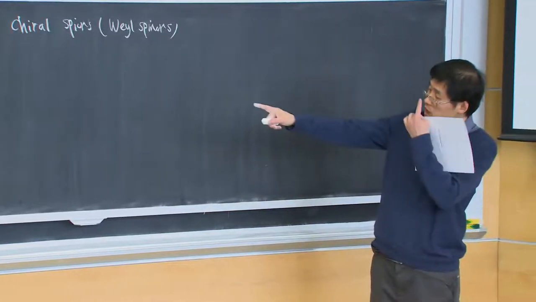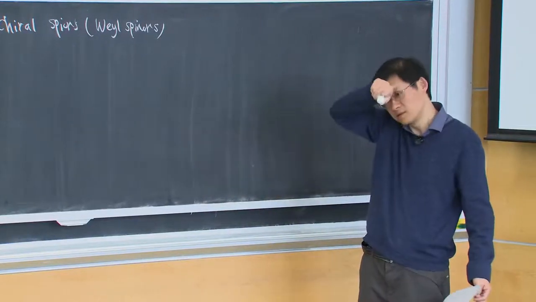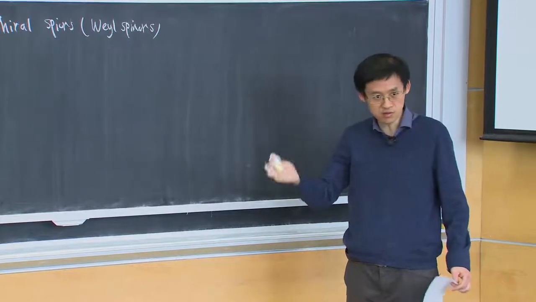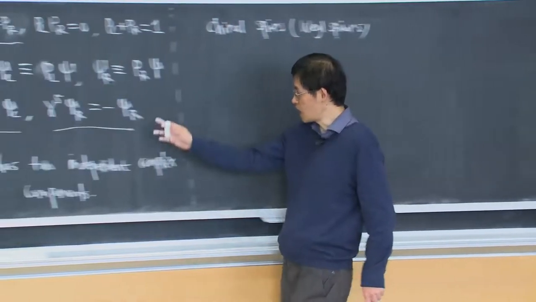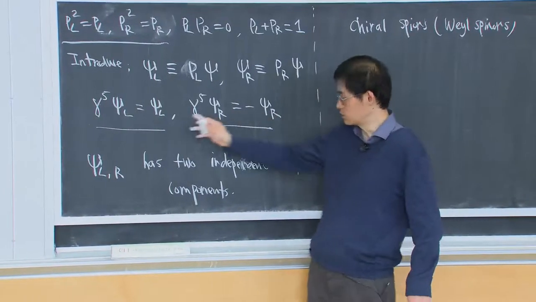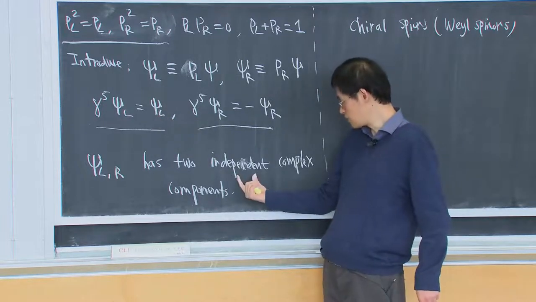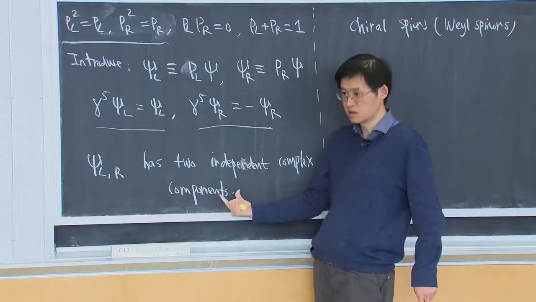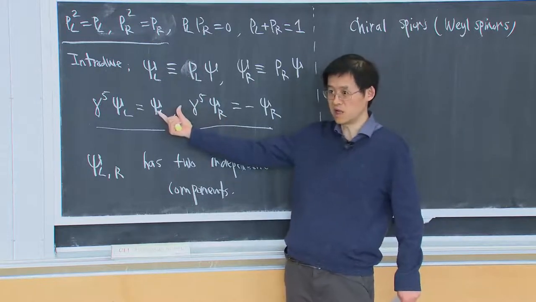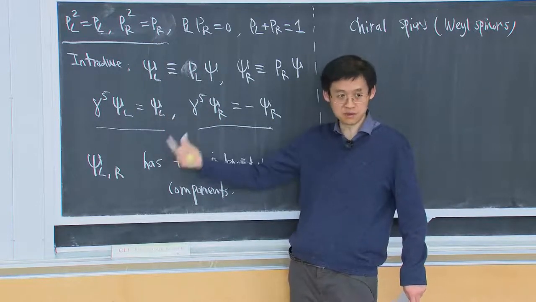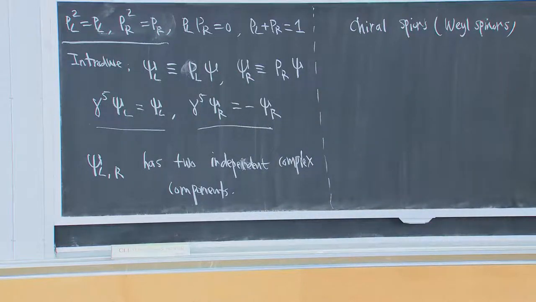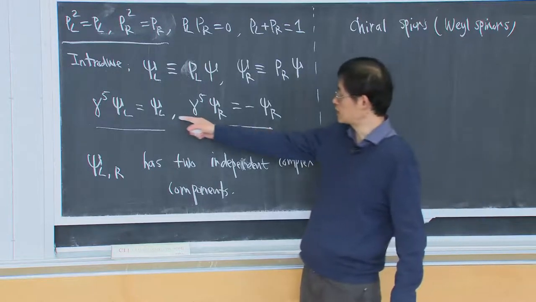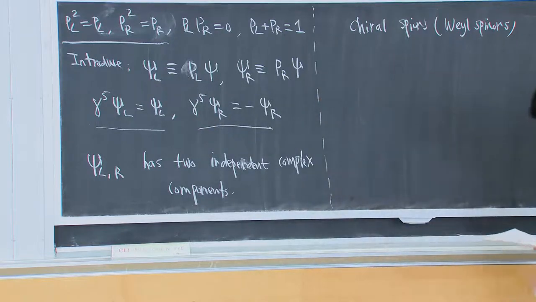So now the claim is that psi L and psi R defined this way will transform among themselves under Lorentz transformation. They will not mix with each other. Again, psi L and psi R each have four components, but only two independent complex components. They are still four-component spinors, just there are only two independent ones. So now it's easy to check they actually transform among themselves.